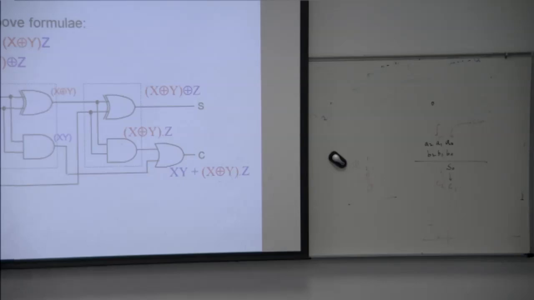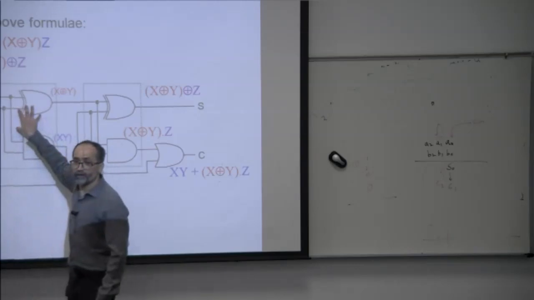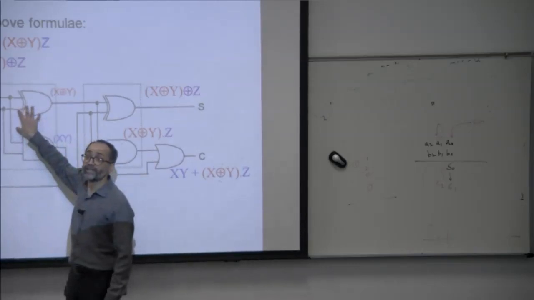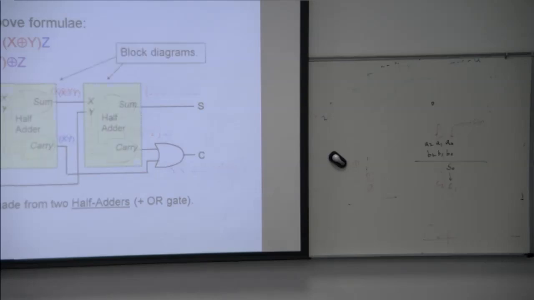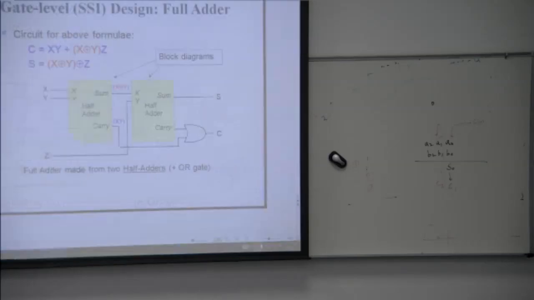Now, are we designing a full adder or a half adder? Full adder. I want your observation. But if you look at this block, what is this block? It's a half adder. So a full adder is made of how many half adders? Two half adders and what? One OR gate. Got it?